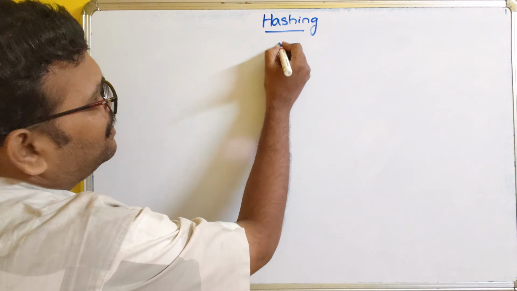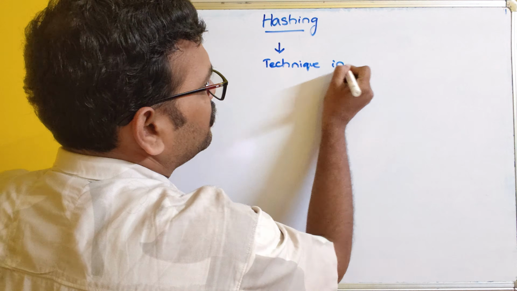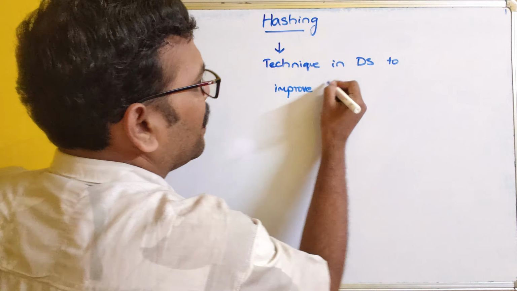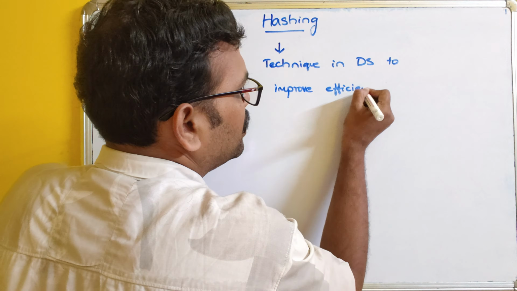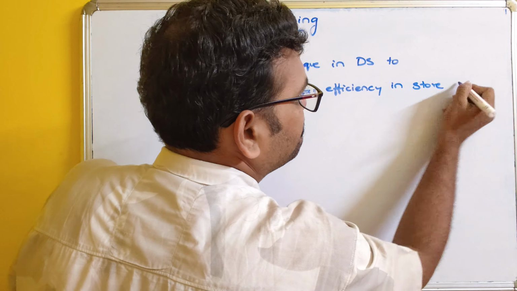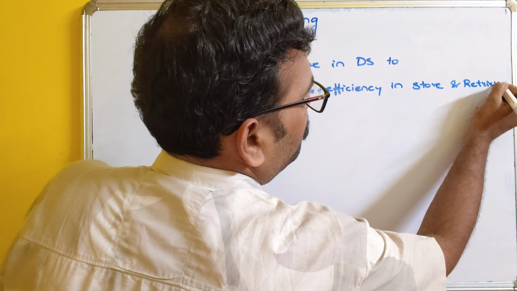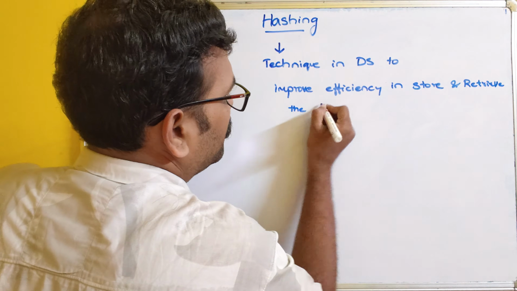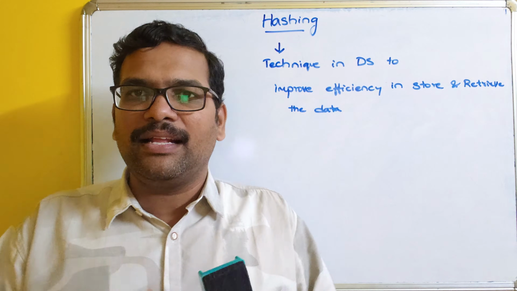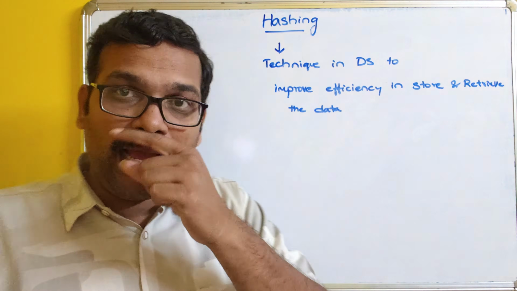So hashing is a technique in data structures to improve efficiency in storing and retrieving the data. In the memory, if we want to store the data or access the data, that means retrieve the data, then in order to improve that kind of efficiency, we are going with the hashing function.